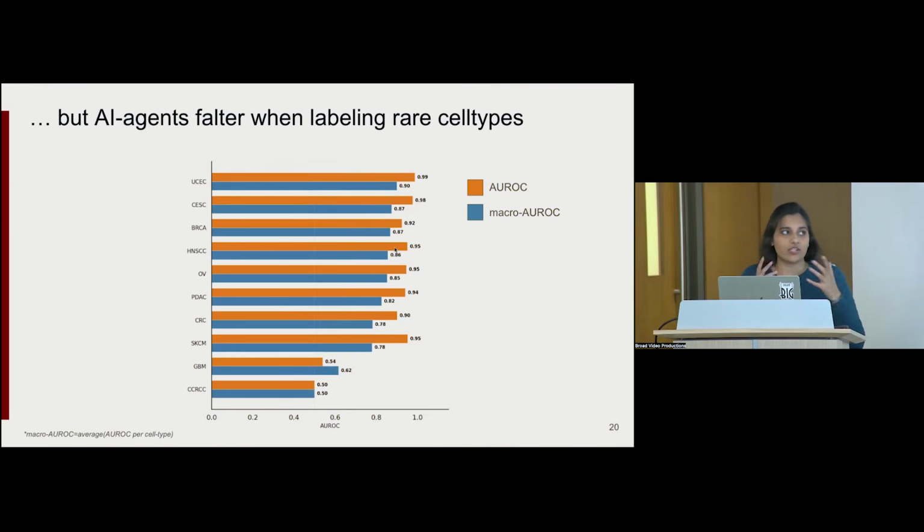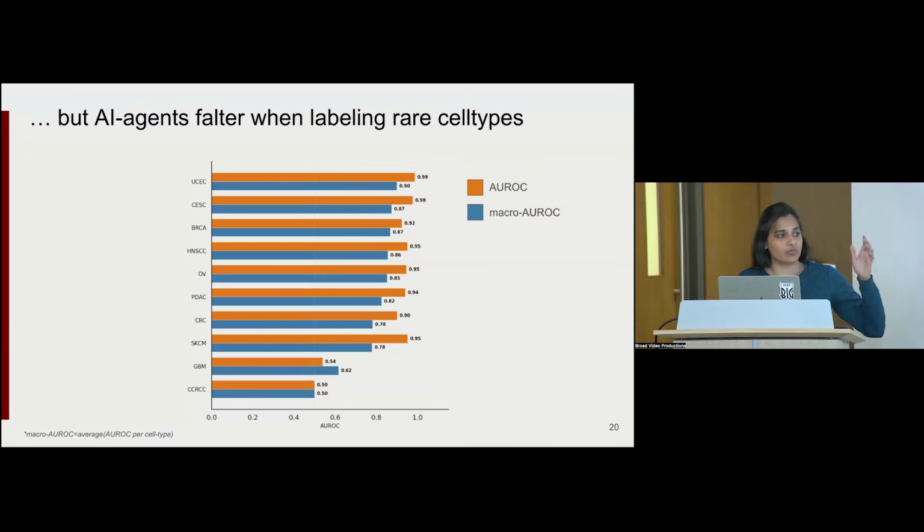But when you look at a better metric to account for rare cell types that could have been present in the sample, which is done using a macro AUC, you see that the metric actually drops a lot. What this means is that overall, the agent was doing a fine job identifying cells. But it was misannotating a lot of the rarer subtypes in that tumor sample as a different cell type, which was incorrect.